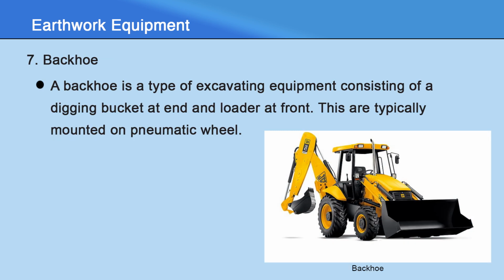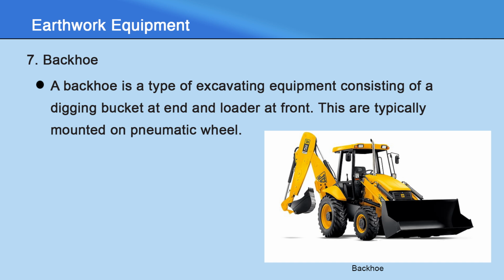Now coming to backhoe. A backhoe is a type of excavating equipment consisting of a digging bucket at the end and a loader at front. These both are typically mounted on a pneumatic wheel. It is the most suitable machine for digging below the machine level, such as trenches, footings, basements, etc. The section of the arm closest to the vehicle is known as the boom, and the section which carries the bucket is known as the dipper or dipper stick.